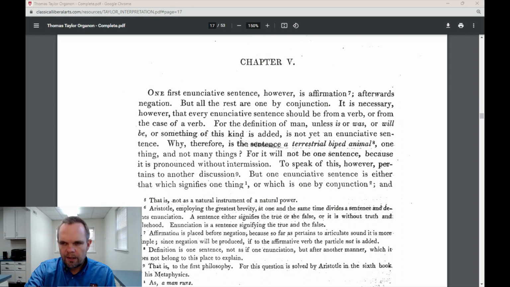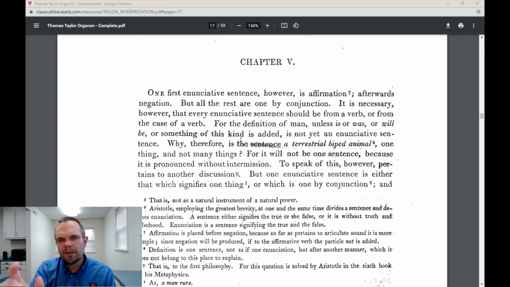It will not be one sentence because it is pronounced without intermission. And intermission here means that nothing is set in between the words. Nothing is set in to break up this succession of words. Okay, so it is pronounced without intermission. They're produced together. These four words are spoken.